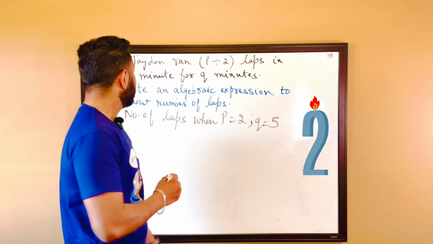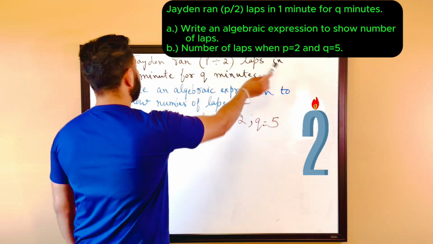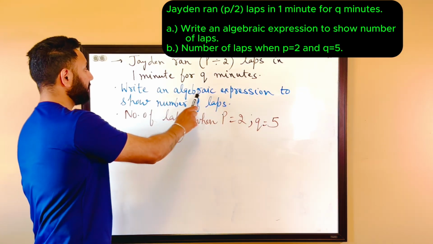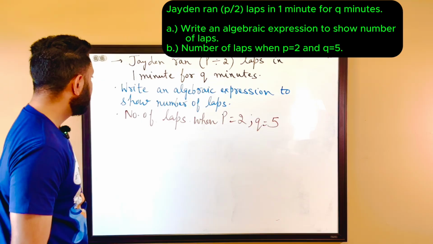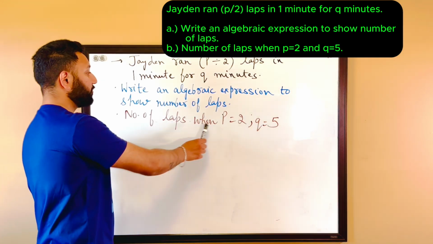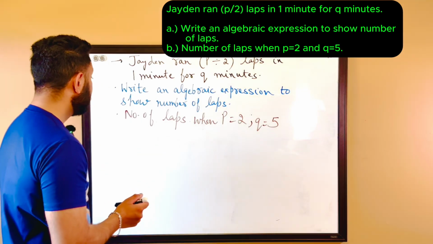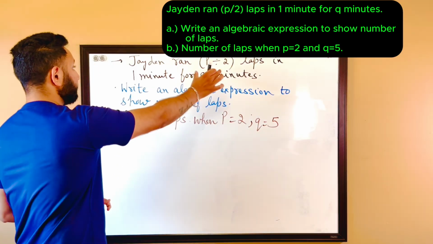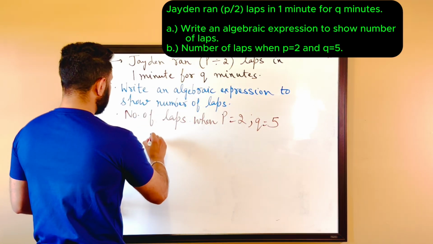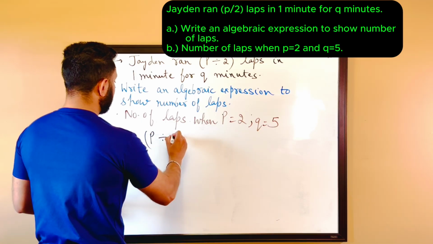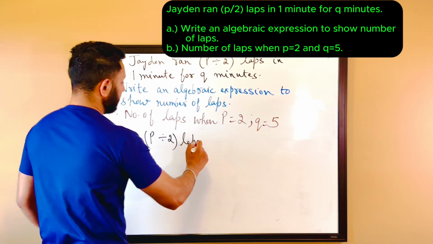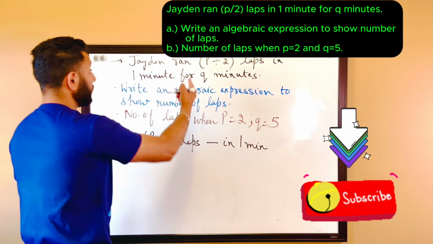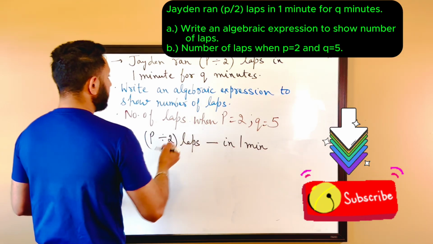A second example is: Jaden ran p divided by 2 laps in 1 minute for a total of q minutes. What we need to do is write an algebraic expression to show the number of laps. Secondly, we need to find the number of laps when p is equal to 2 and q is equal to 5. So firstly, we're going to find an algebraic expression for this. Jaden ran p divided by 2 laps in 1 minute, and the total time he ran for is q minutes.